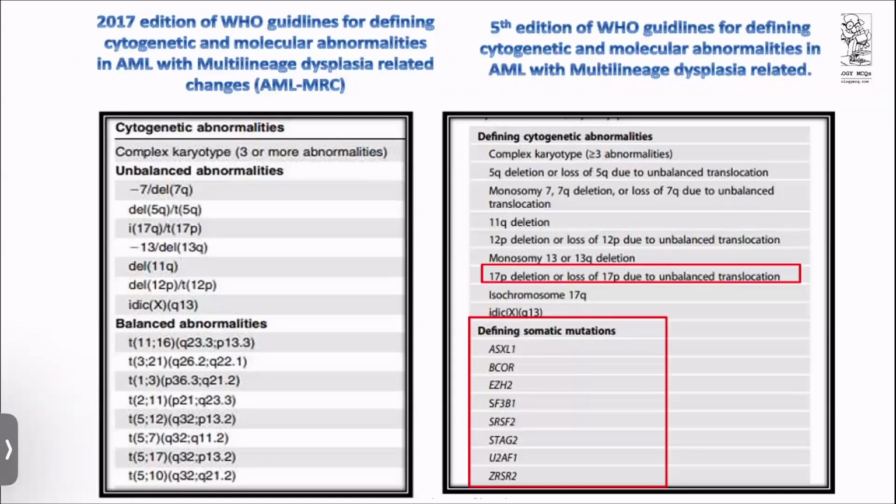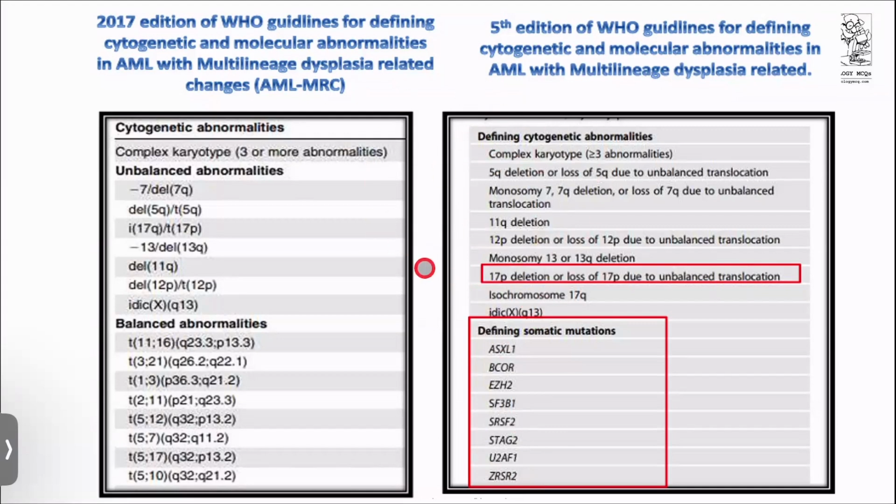And some major changes have also been made to AML-MRC, which was AML with multilineage dysplasia related changes in 2017. Now in 2022, we have relabeled AML-MRC as AML-MR. And we have divided them into two types, that is defining cytogenetic abnormalities and defining somatic mutations. So in somatic mutations, we have all these mutations, and in defining cytogenetic abnormalities, we have all these defining cytogenetic abnormalities.